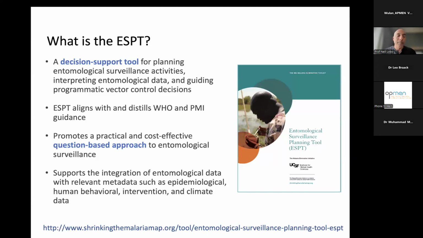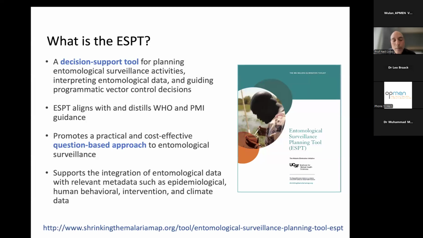So I use the same thing, and it's completely applicable to most any process if you just work through the logic. The nice thing is the ESPT aligns with what WHO says. We use all the data, what WHO says and what they recommend, as well as other global bodies like PMI, like the President's Malaria Initiative. So we worked with them to develop the ESPT.